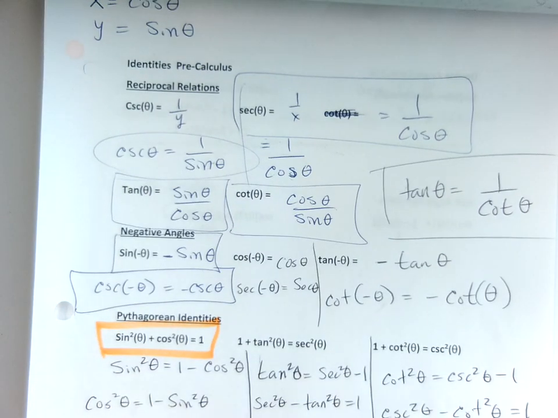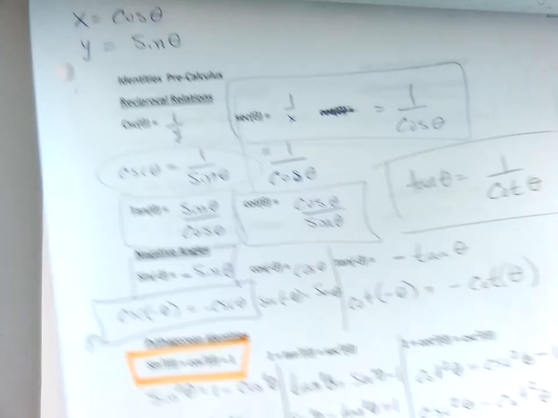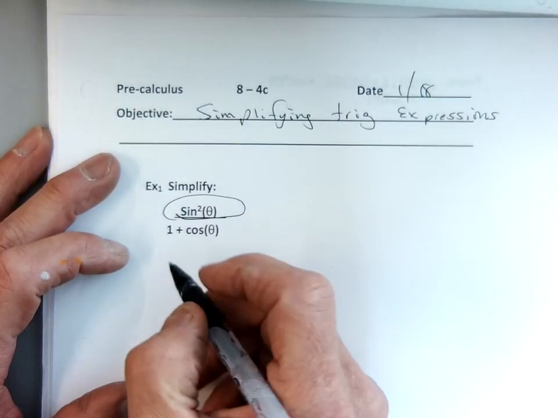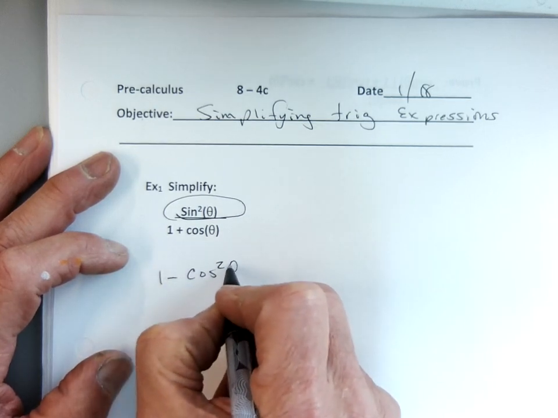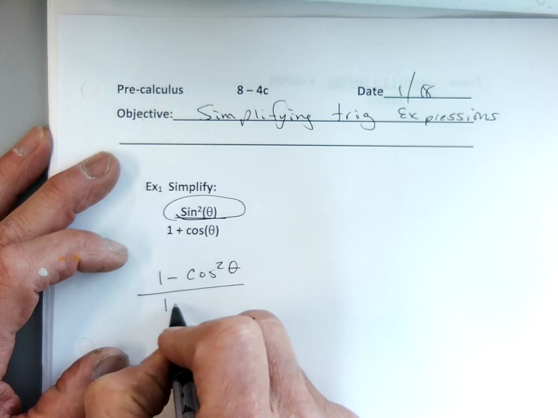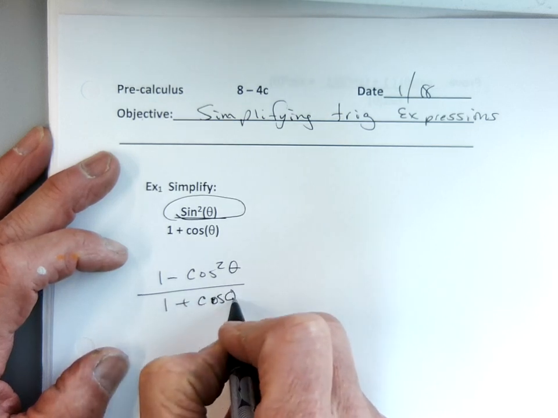So sine squared really can be rewritten as 1 minus cosine squared, right? So I'm going to write that identity. Doesn't seem like I'm making it any better, but 1 minus cosine squared theta over 1 plus cosine theta. Okay.